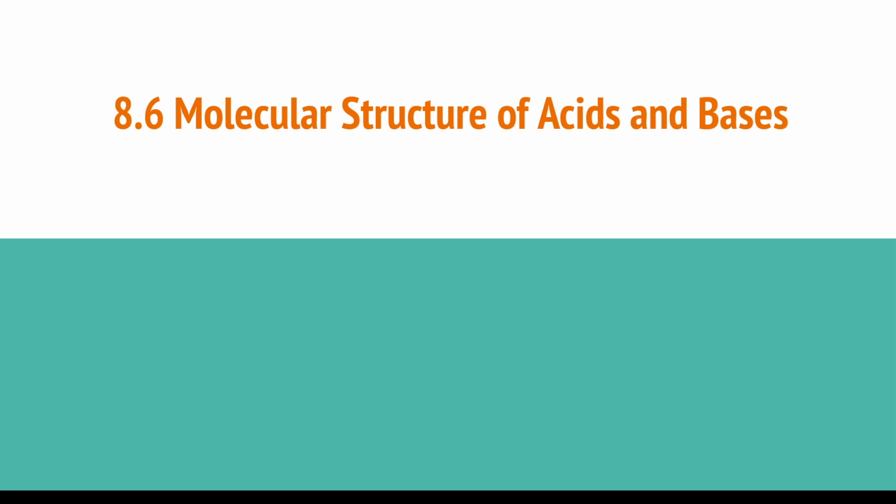Alrighty, 8.6 molecular structure of acids and bases. So, pretty much as the title implies, we're looking at the structure of these. So, usually the Lewis structure. We could be looking at other stuff, but that's the main focus. And then we're also going to be looking at electronegativity values as well as some other stuff. And you'll see what I mean when we get there.